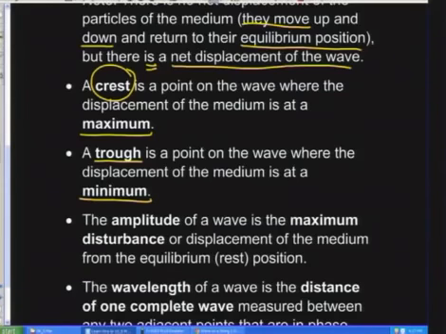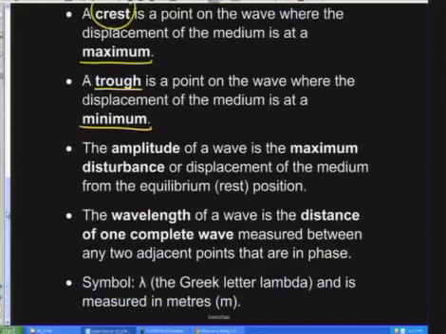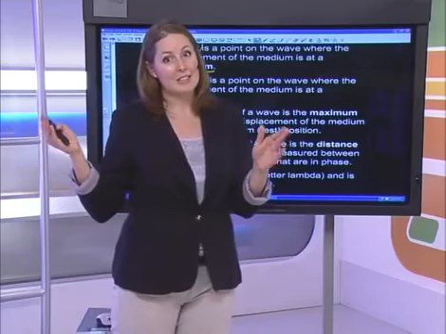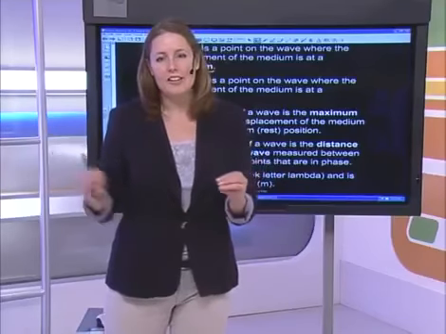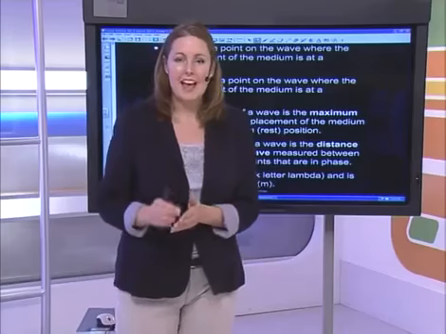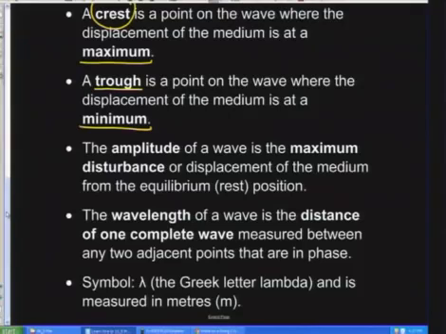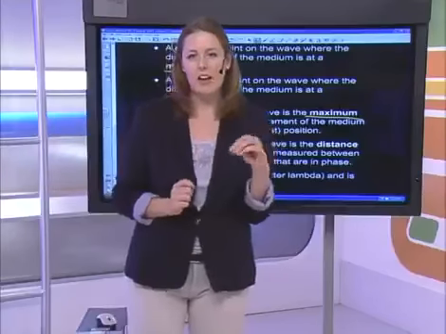The amplitude, we talked about amplitude when we just discussed pulses a little while ago. And a pulse was just a single disturbance. The amplitude of a wave is the maximum disturbance or displacement of the medium from the equilibrium or rest position. And students often get this confused. Okay?